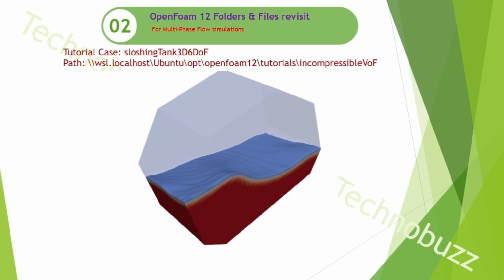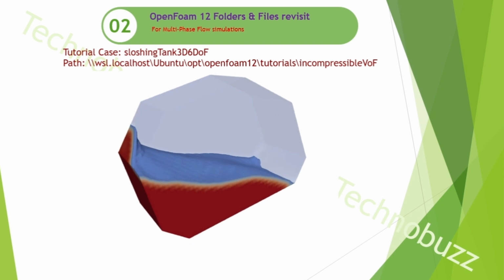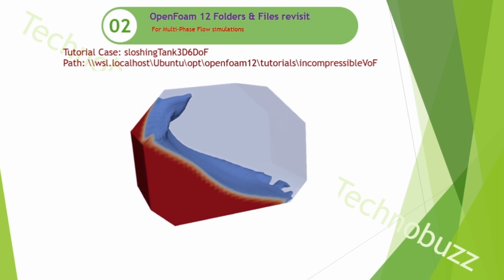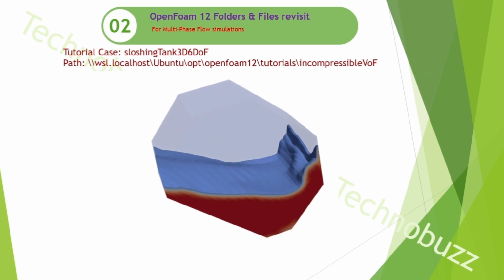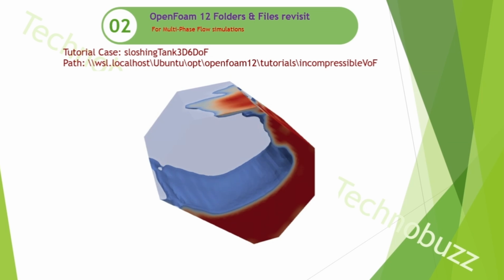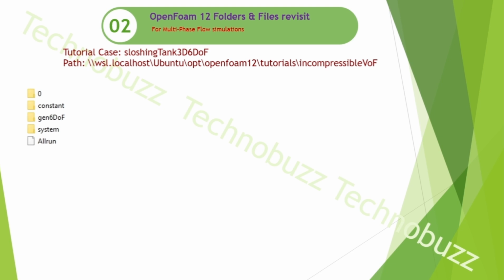The capsule is a closed domain and partly filled with water as seen. There are no sources and sinks, that is entry and exit boundary groups. The capsule is subjected to oscillations in multiple directions. Now, let us browse through the folders. The folder structure contains following folders: 0, constant and system. The other folder, Gen 6 DOF, is related to dynamic meshing. Let us explore each folder.